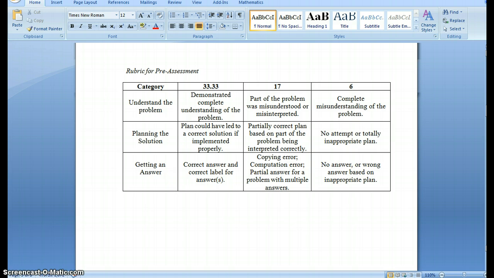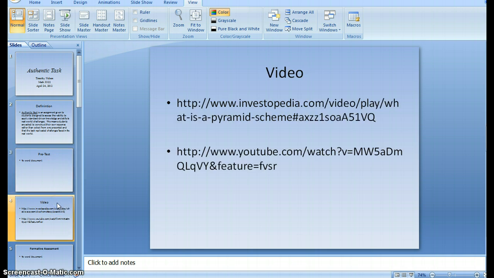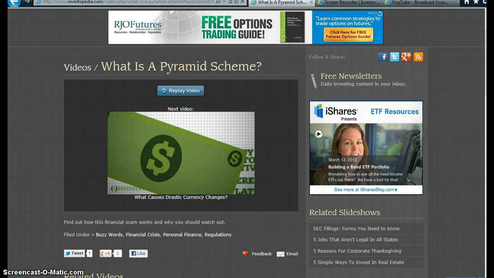Alright, next part: correct copying error, computation error, partial answer for problems with multiple answers. So they get a little bit right, they have a little computation error, or they copied it wrong, they get some points. Last part of this row: no answer or wrong answer based on appropriate plan. So basically if they totally missed it, but they had some attempt at it, they get some points. Now I'm going to show you the video that I would show the kids first.